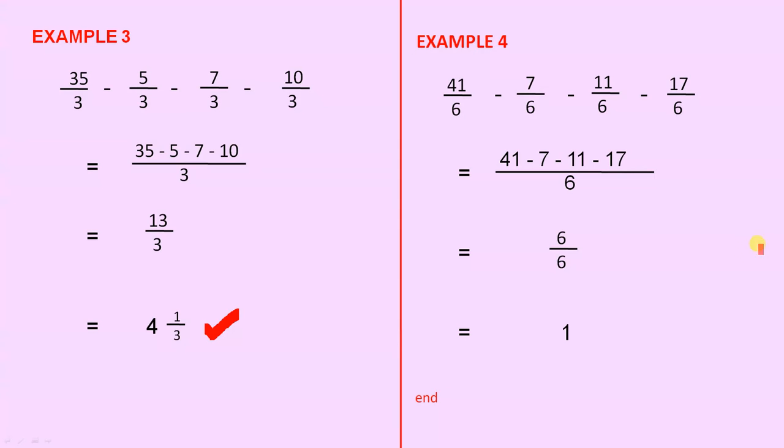So this video has continued on from the previous one, where we have seen how to subtract improper fractions which have the same denominator.